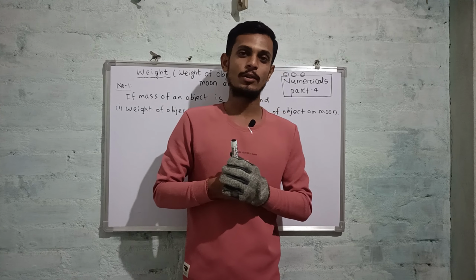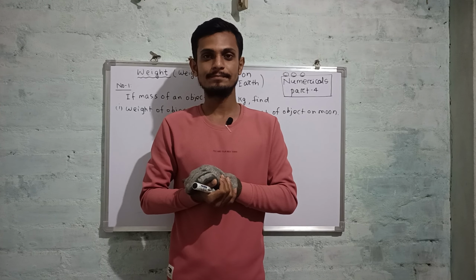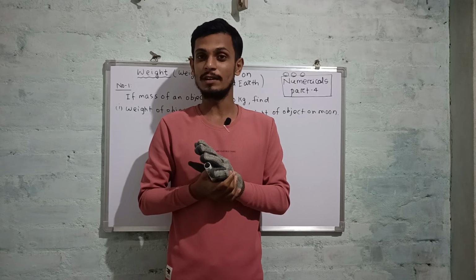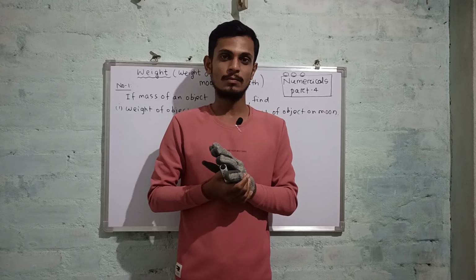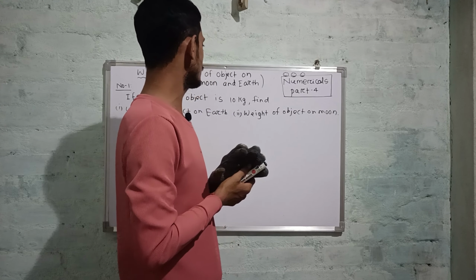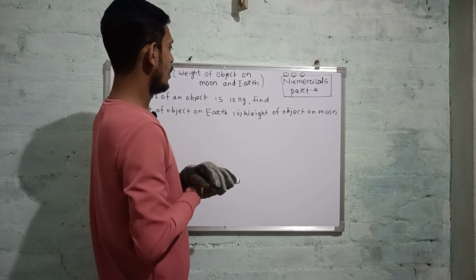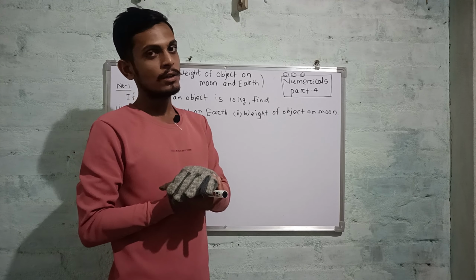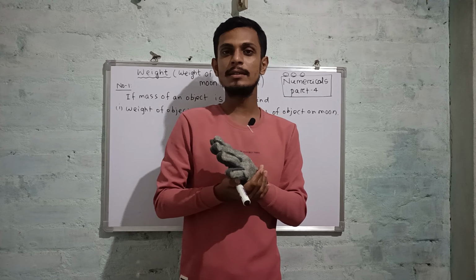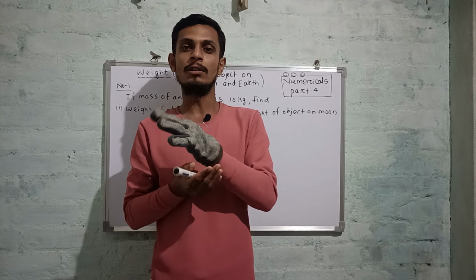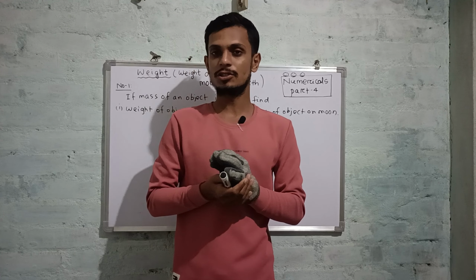So today we are going to discuss the mass and the weight of an object. The related numericals: the weight of an object on the Moon and on Earth, and how the weight of an object varies on the Moon and on Earth. So there is a relation.